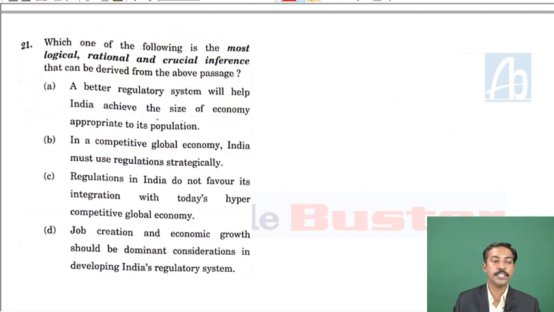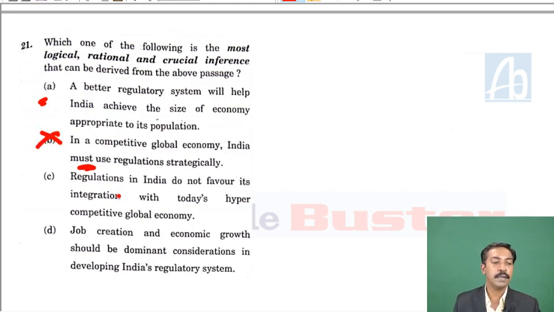Which one of the following is the most logical, rational and crucial inference that can be derived from the above passage? Option A says a better regulatory system will help India achieve the size of economy appropriate to its population. Can be considered. Option B, in a competitive global economy, India must use regulation strategically. This is slightly extreme language, which may mean that it is not using so. So B can be eliminated.